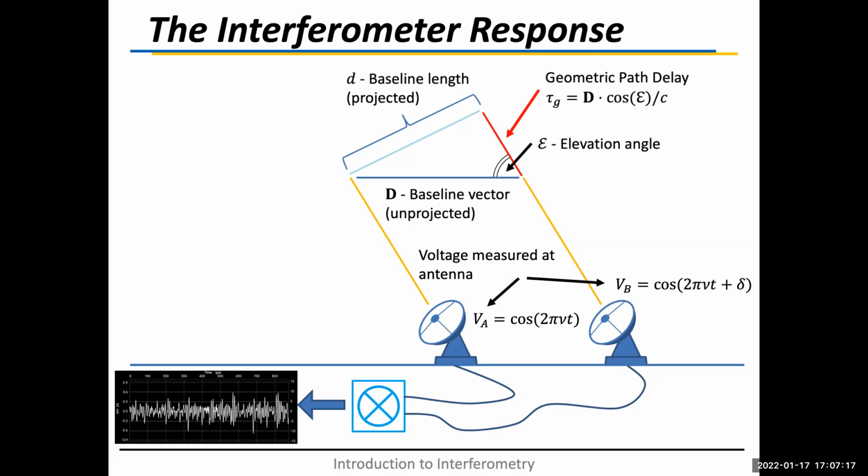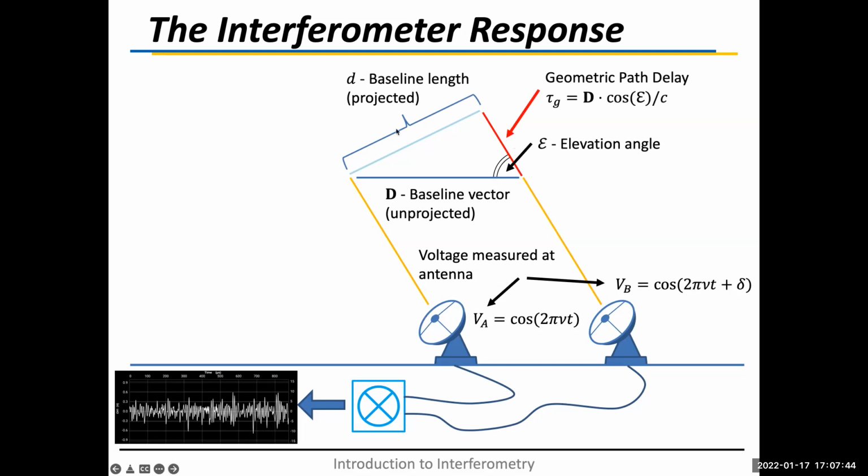Very easy to calculate. All you need to know in this setup are two things. One is the 3D vector that separates the two antennas, that's this capital D here. And second, you need to know the elevation angle. From that, using a little bit of trigonometry, you can figure out the extra travel time or the extra travel distance for that little bit of light.